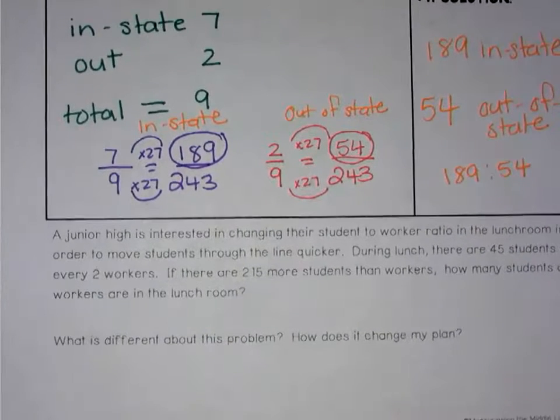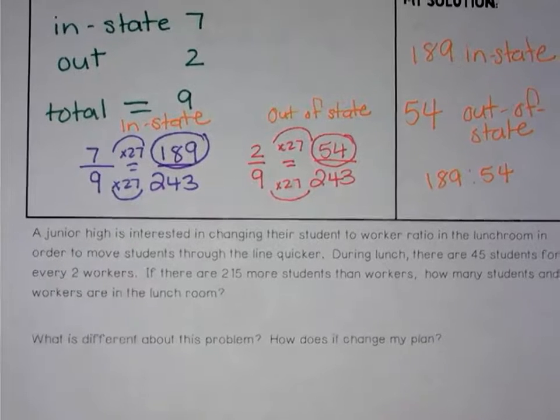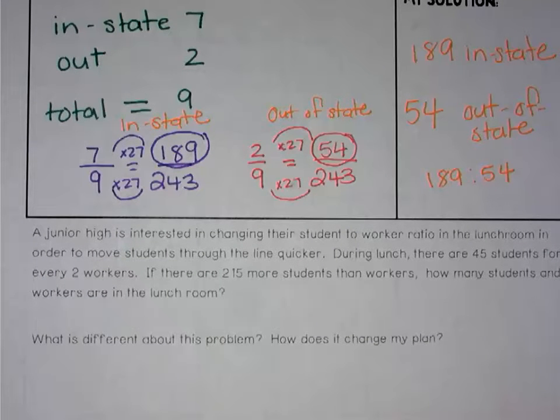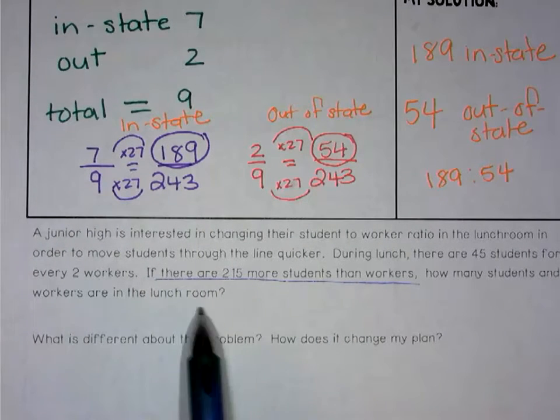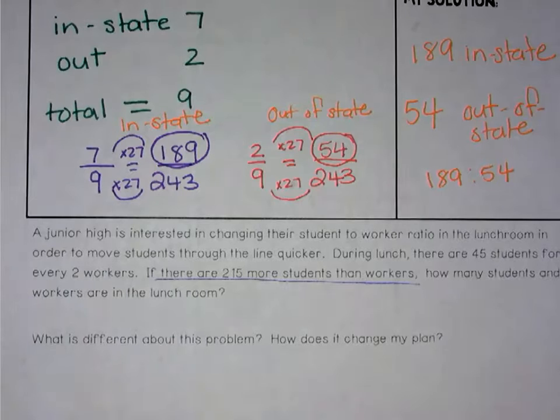So at the bottom it reads this word problem. Actually, I have space to show the work. So it says a junior high is interested in changing their student to worker ratio in the lunchroom in order to move students through the line quicker. During lunch, there are 45 students for every 2 workers. If there are 215 more students than workers, how many students and workers are in the lunchroom? This bottom part is the key thing.